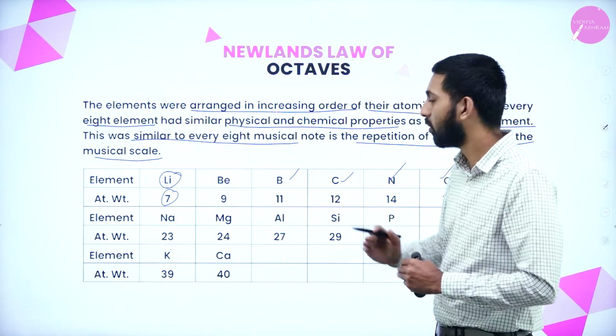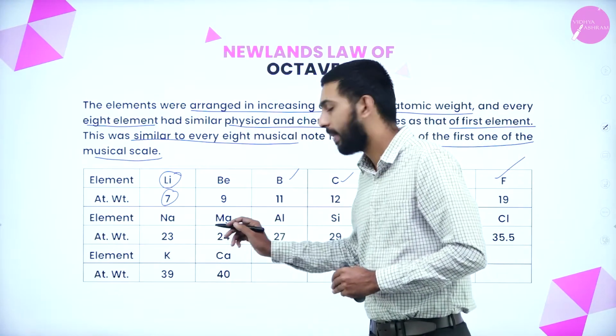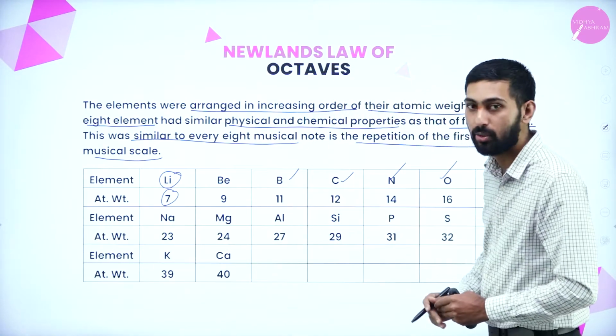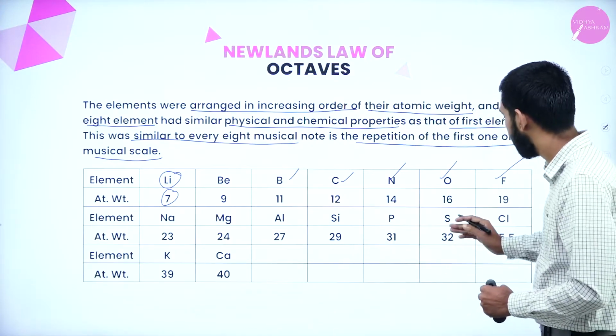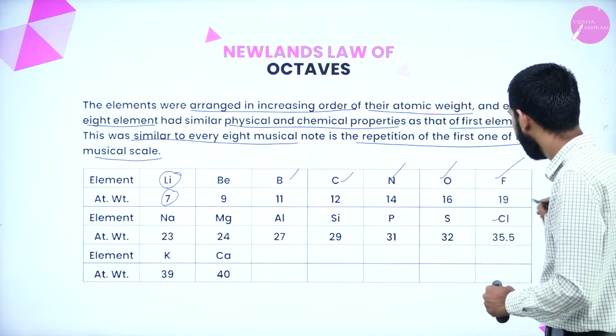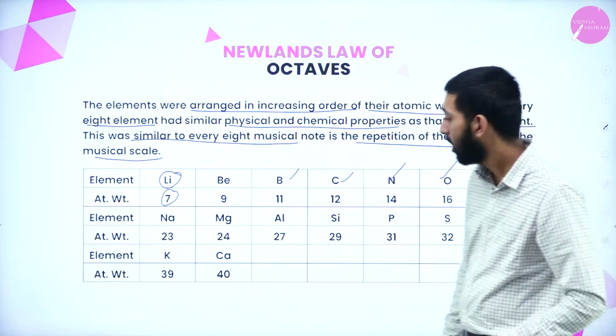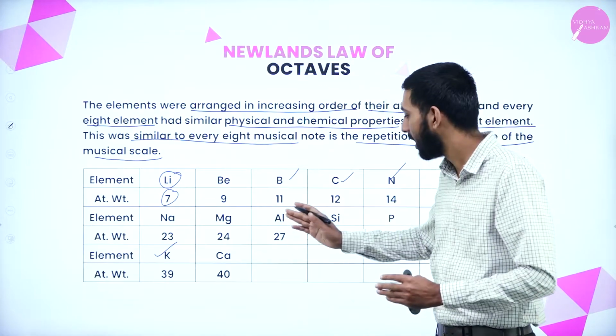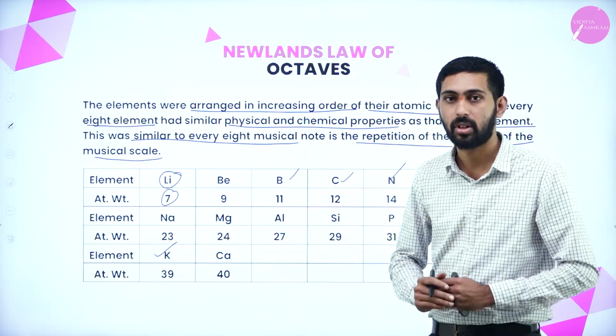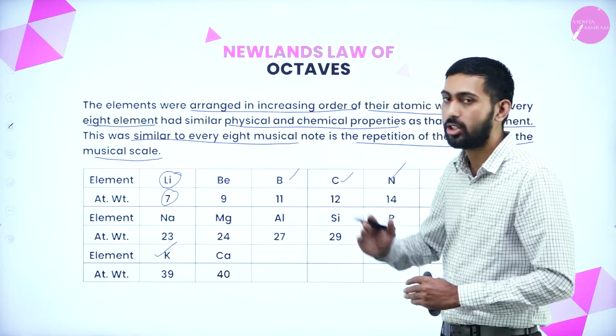Okay. Next thing is sodium. Sodium's atomic weight is 23. Magnesium is 24. Aluminium is 27. And silicon is 29. Phosphorus is 31 and sulfur is 32 and chlorine is 35.5. Okay. Here you see potassium. Potassium's atomic weight is 39 and calcium's atomic weight is 40. Okay, these are the laws of Newlands.